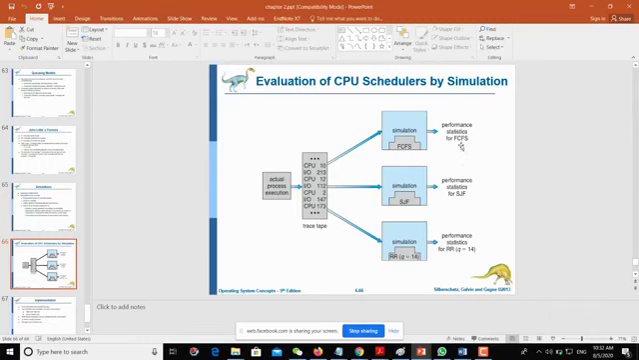Our algorithms are FCFS, first come first serve, then shortest job first, and then RR, round robin, with its quantum Q equal to 14. Using the simulation, we are evaluating them, and here are the trace steps. Sorry, these are the trace steps, not milliseconds.